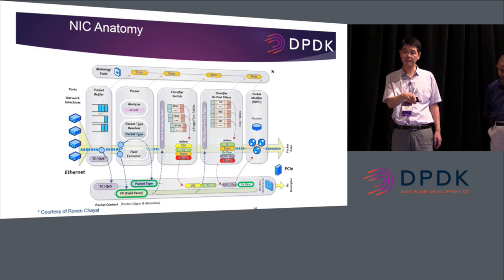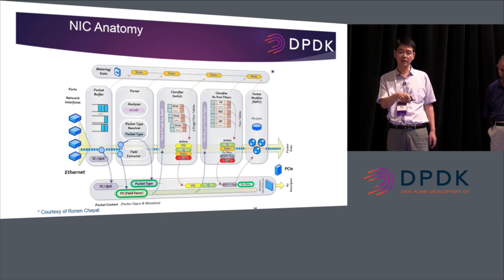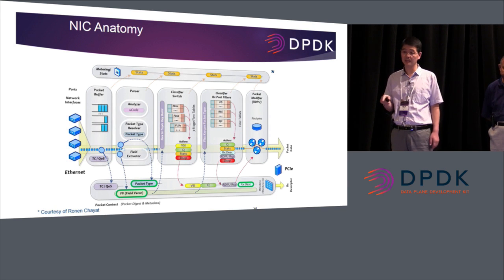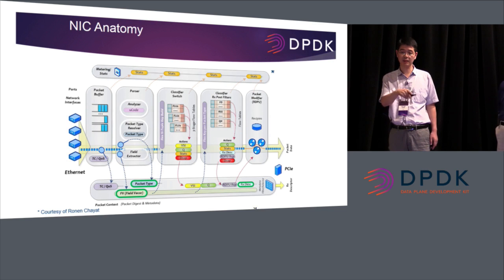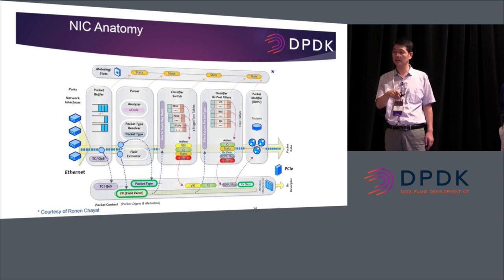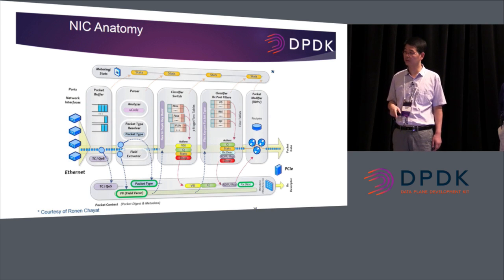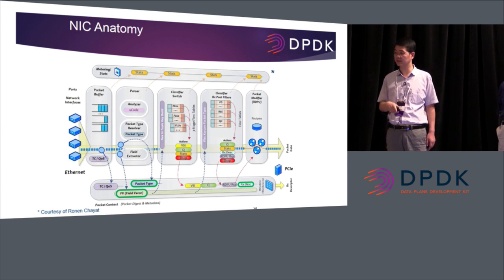Parser means that we can tell the packet type. What's the packet type of the received packet? X710 can support more than 150 packet types, which can be recognized by the hardware. In the previous generation, we didn't have so many packet types.